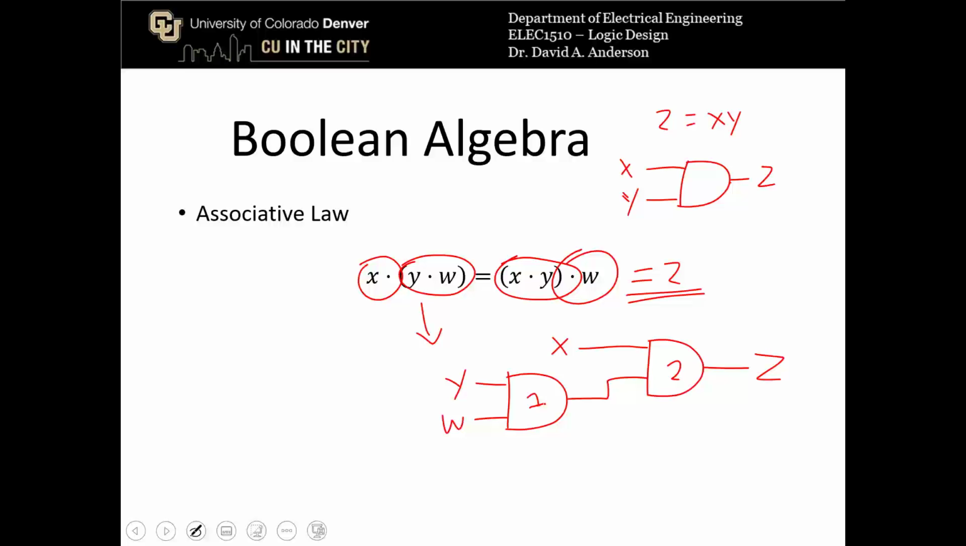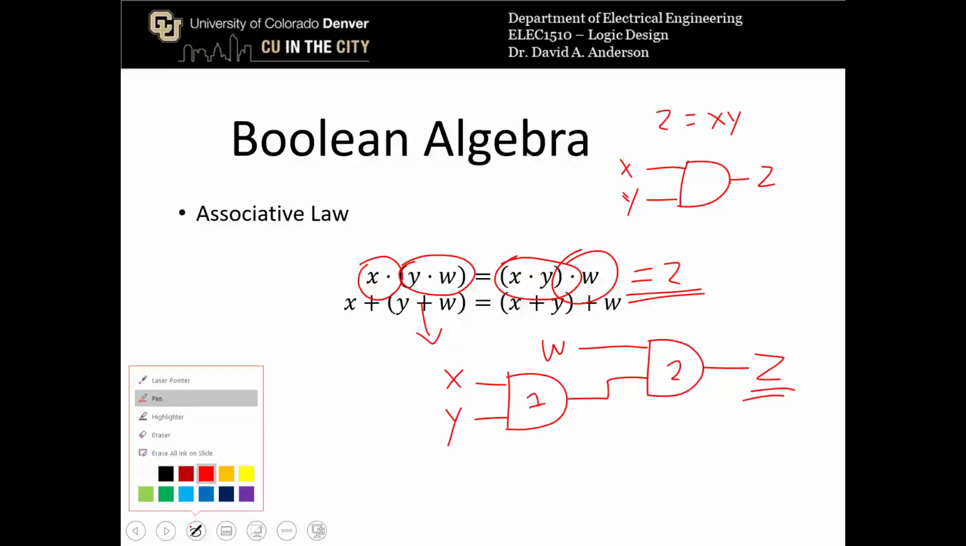Now it doesn't matter which variables we assign in which order here. So for example, now in the second setup, I could assign x and y to the first AND gate and w to the second AND gate, and we would get the exact same output. It doesn't matter which order they're in. So that's the associative law of Boolean algebra.